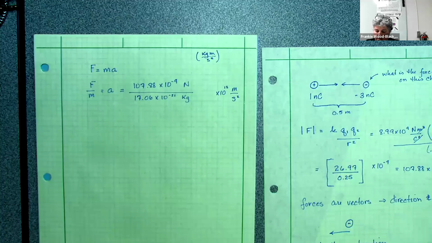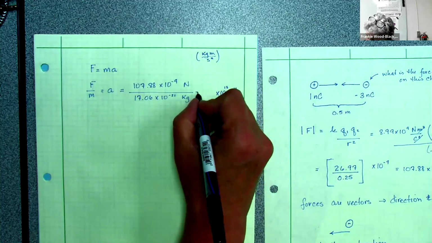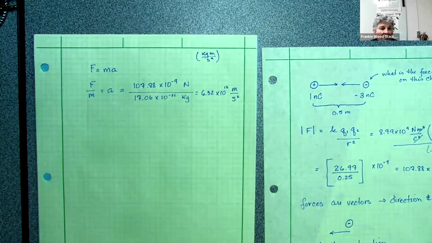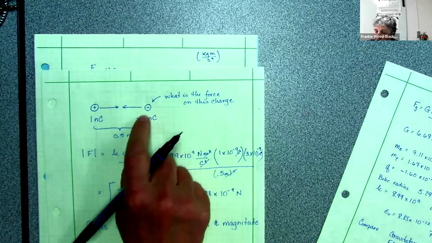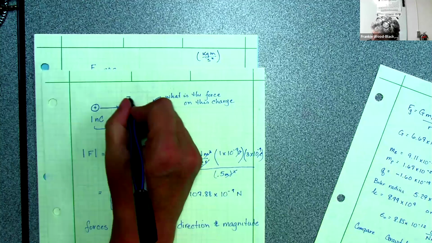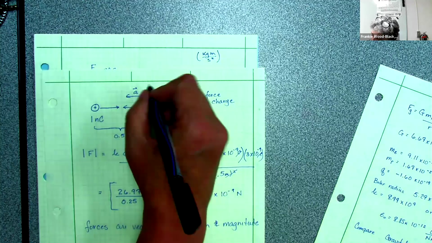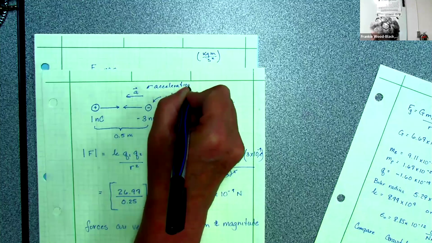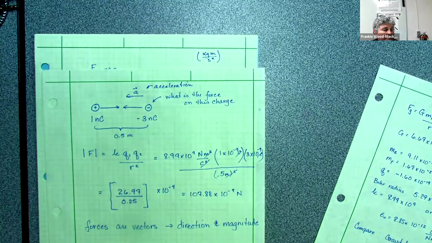I got 107.88 divided by 17.06. And I'm going to get 6.32 times 10 to the 12th meters per second squared is the acceleration of this charge towards that. Because my acceleration is going to be in the same direction as my force. My acceleration is going to be in the same direction as my force.